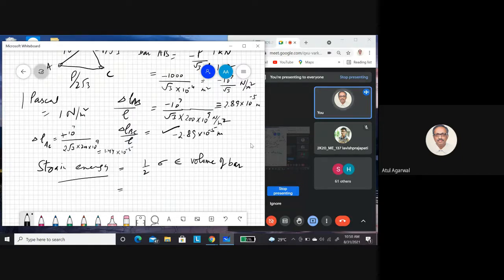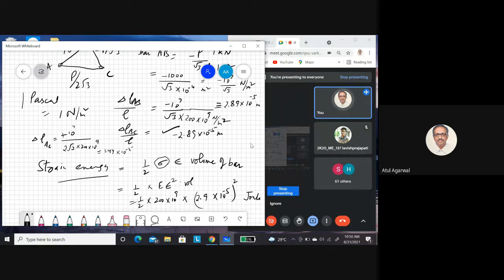Now you see, what is the stress? So instead of using that, what we can do is half, and you can also write stress is E epsilon. Further there is an epsilon, so it's epsilon square into volume of the bar. What is the E? 200 gigapascal. What is the strain? You calculated 2.9 into 10 power minus 5, squared. So this is the energy stored.